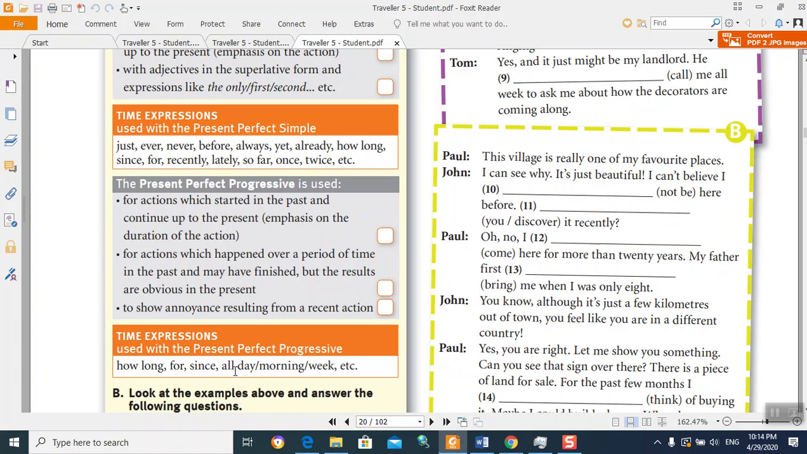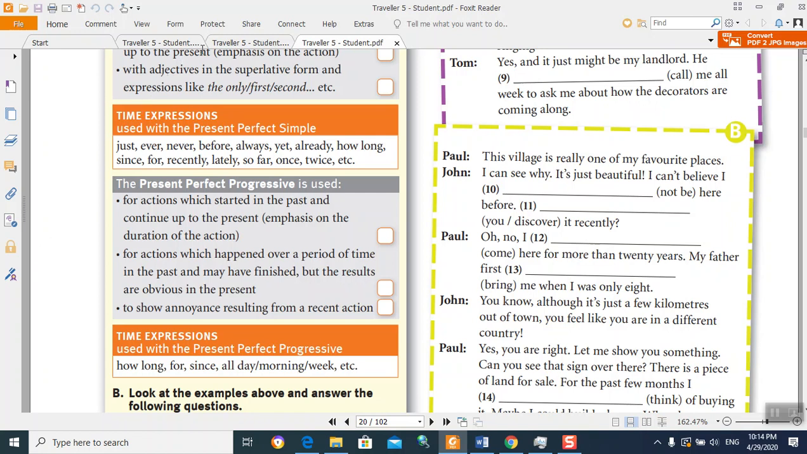All day, also one of the words you should pay attention to. Morning, all week. So all day, all morning, all week. That means a period of time. Okay? These are a period of time.